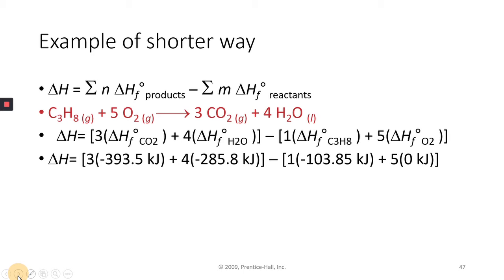So let's use this example and the shorter way so you can see how to do that. You're going to take the sum of the heats of formation of your products, times the number of moles you have of each product. So let's look. What are our products? Here are our products. I have 3 carbon dioxide, so 3 moles times the heat of formation for carbon dioxide. That is what is shown here. And I have 4 waters, so 4 moles times the heat of formation of water. Minus the reactants.